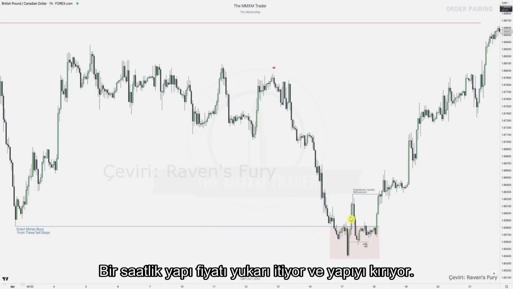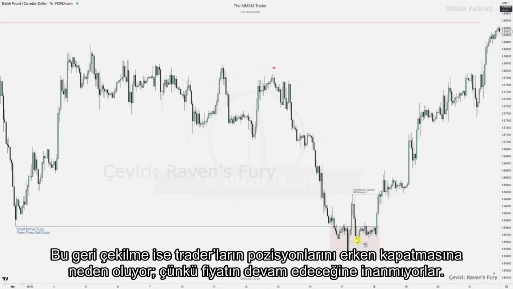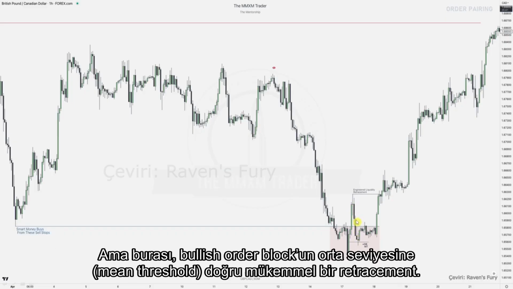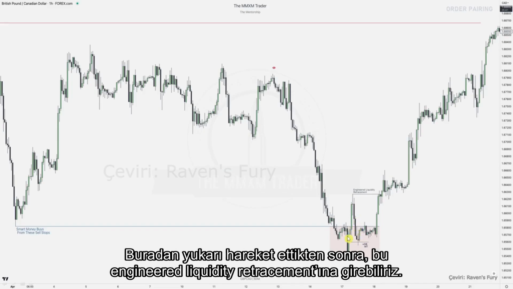We can see the 1 hour structure is pushing up, breaking structure over here, and then this retracement is what makes traders close their position early, right? Because they don't believe price will keep continuing up, so they will close their orders. But this is a perfect retracement into the mean threshold of this bullish order block, right?